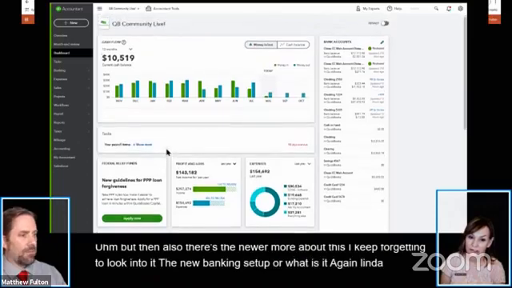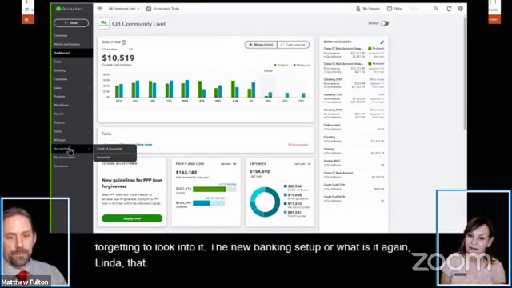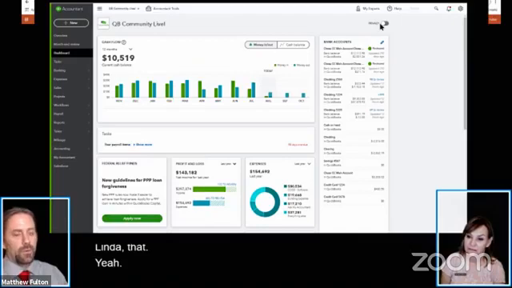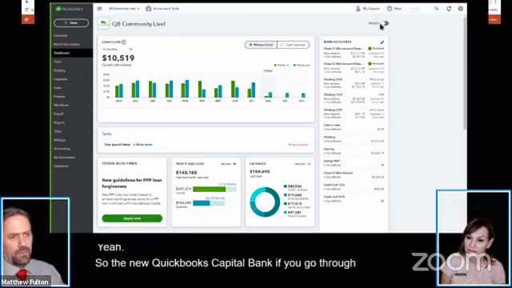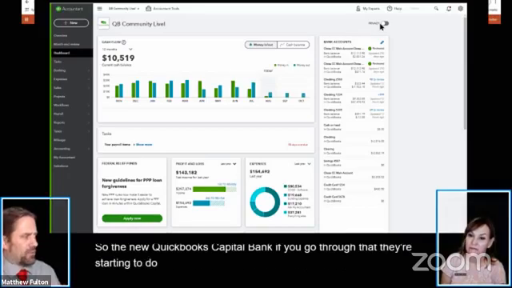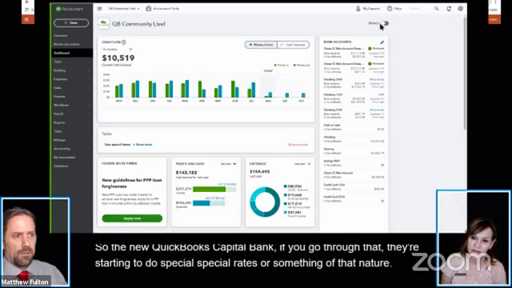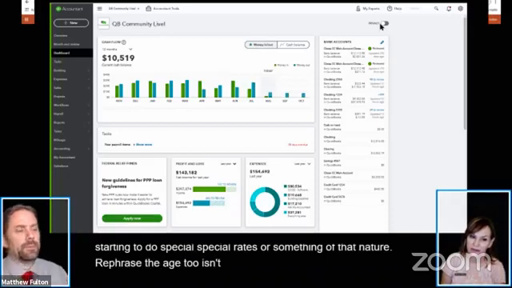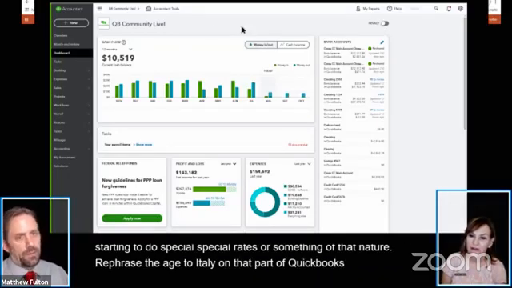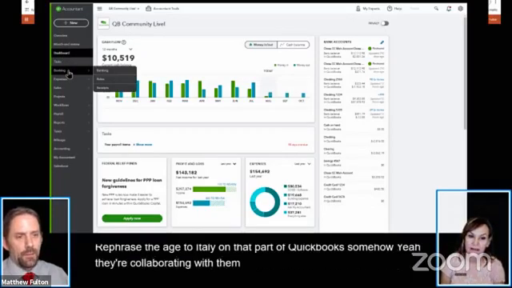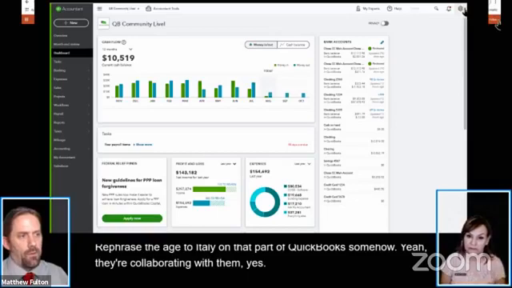The Capital Bank there, the QuickBooks one. Yeah, the new QuickBooks Capital Bank. If you go through that, they're starting to do special rates or something of that nature. And Melio is free for ACH too, but isn't Melio now part of QuickBooks somehow? Well, they're collaborating with them.